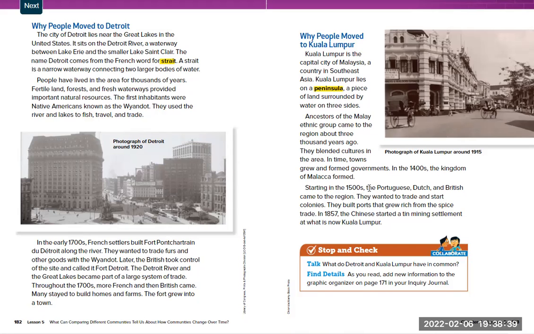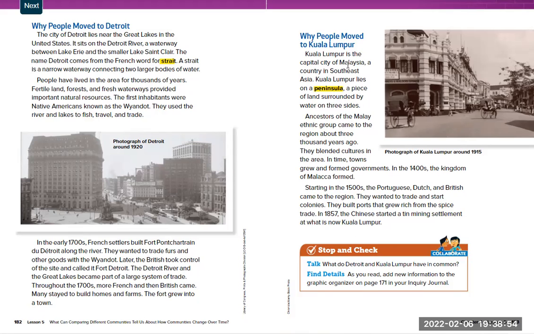Starting in the 1500s, the Portuguese, Dutch, and British came to the region. They wanted to trade and start colonies. They built ports that grew rich from the spice trade. In 1857, the Chinese started a tin mining settlement, which is now Kuala Lumpur.